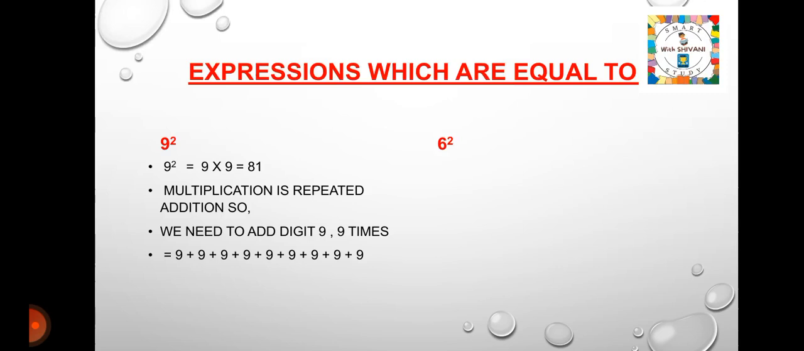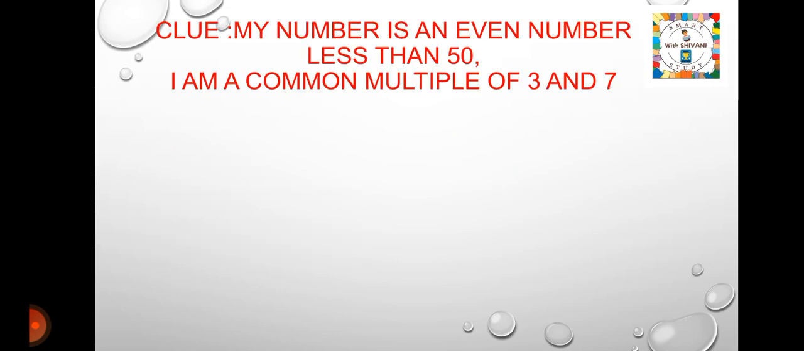Looking at another example, that is 6 square. 6 square means 6 times 6 is 36. Another way of writing the same thing is adding 6, 6 times. 6 plus 6 plus 6 plus 6 plus 6 plus 6, which gives you 36 as the answer. Hope this video was very useful to you, and we will look at one more example.